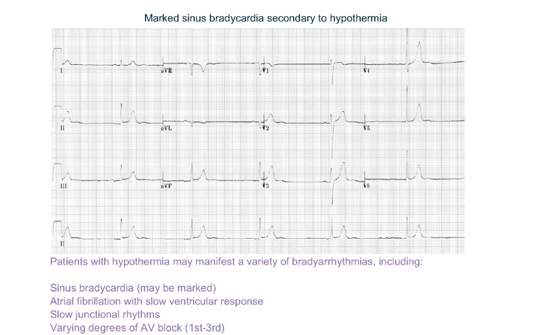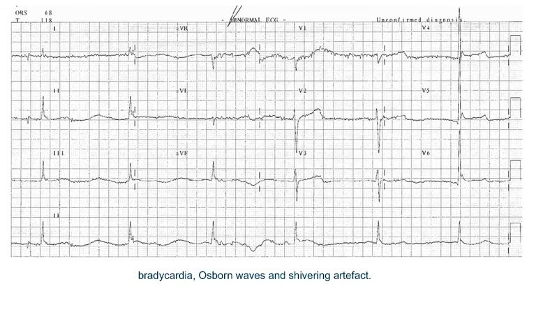Here's an example of an ECG in a patient with hypothermia. You can clearly see that the patient has severe bradycardia. However, the bradycardia is sinus in this ECG. Patients in hypothermia can manifest with a variety of bradyarrhythmias. So they can present with sinus bradycardia or atrial fibrillation with slow ventricular response, slow junctional rhythms, or even heart blocks.